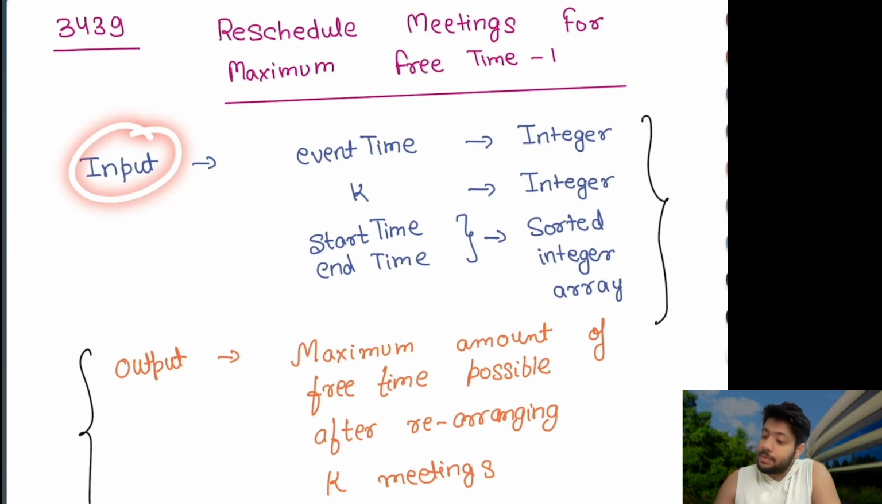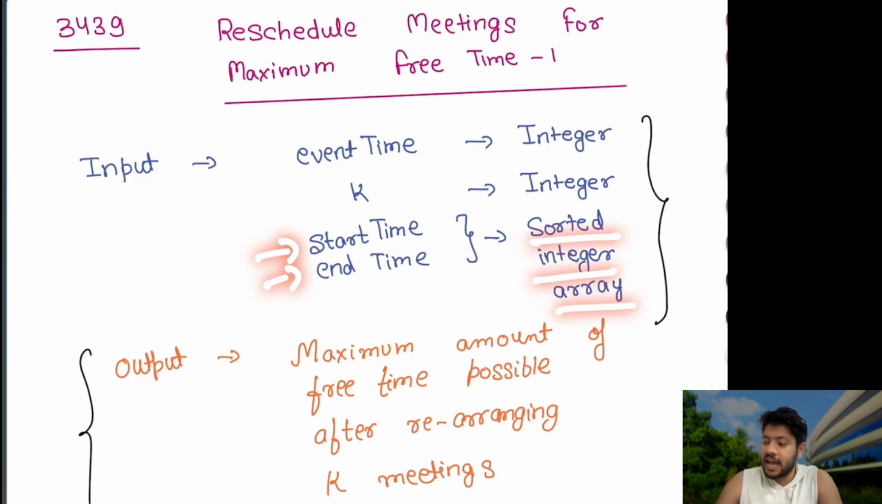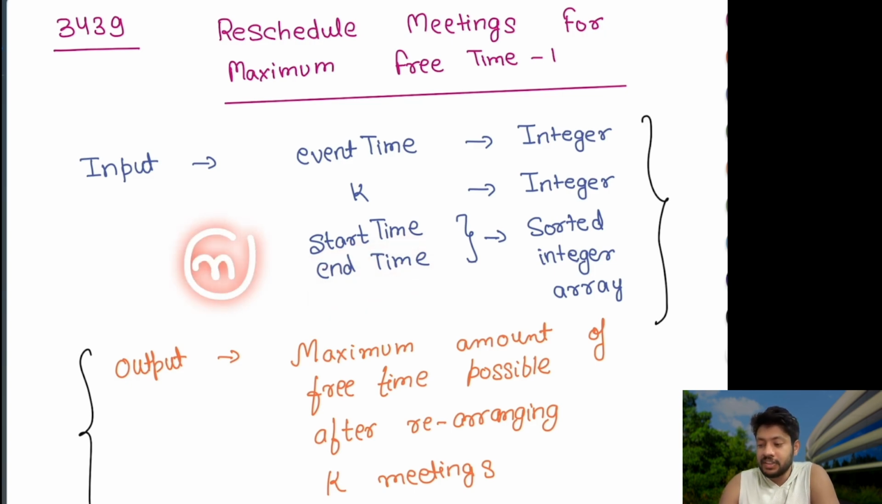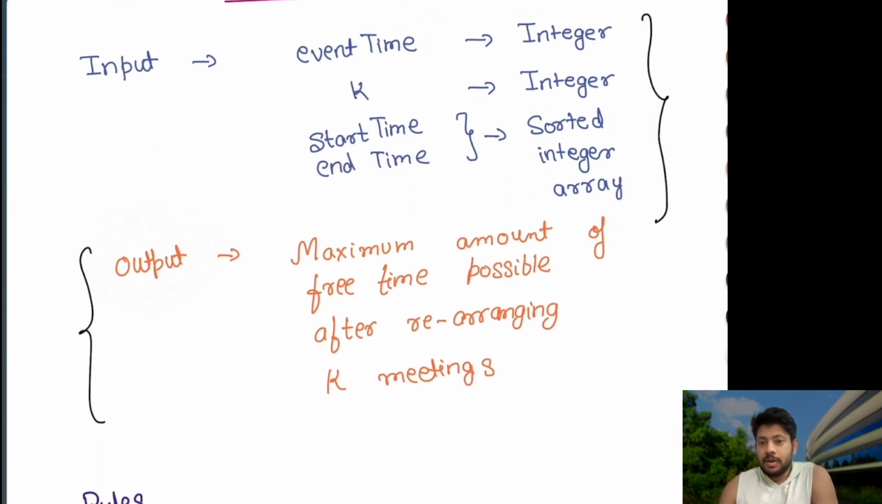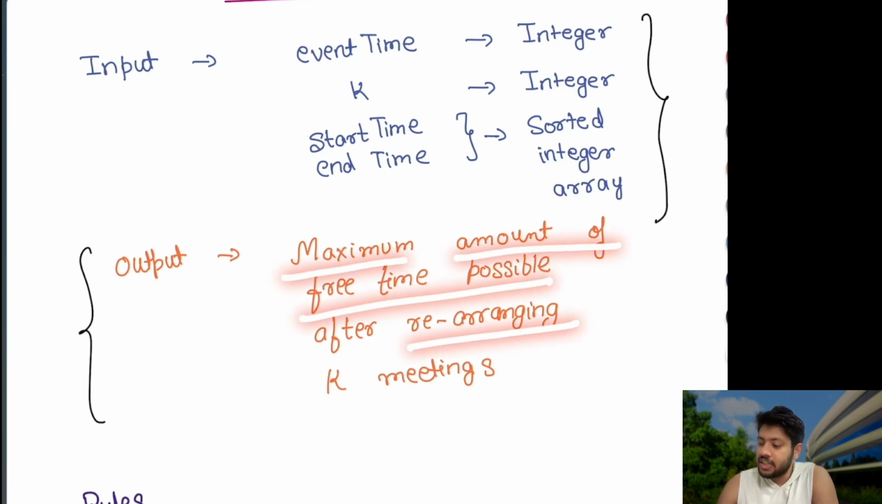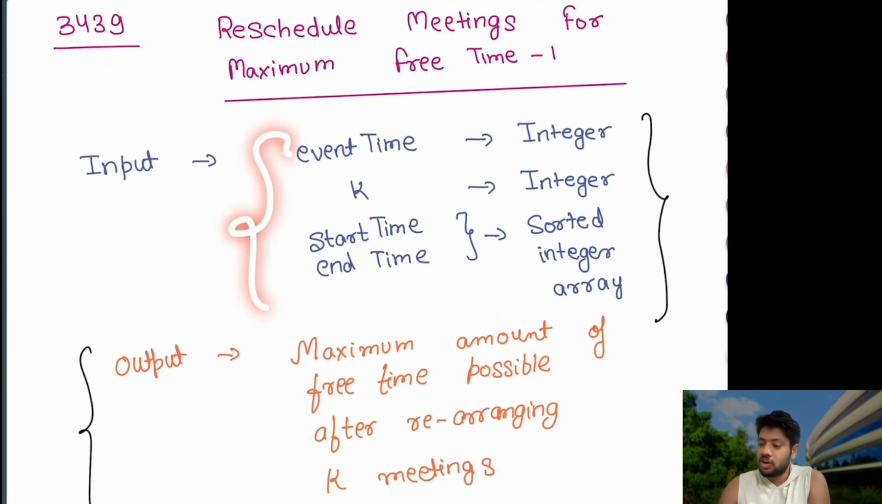The input given in the problem is an event time, an integer. There is another input k, an integer, and two more inputs, start time and end time, and they both are basically sorted integer arrays of size n. So basically the start time and end time have the same size. They have n elements and they are sorted. The output you need to give is the maximum amount of free time possible after rearranging k number of meetings.